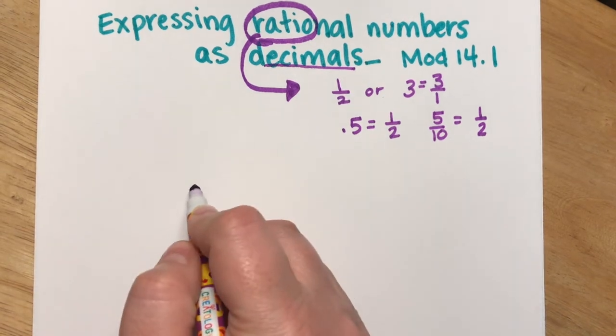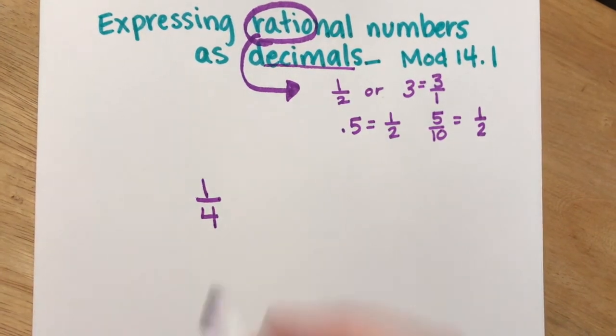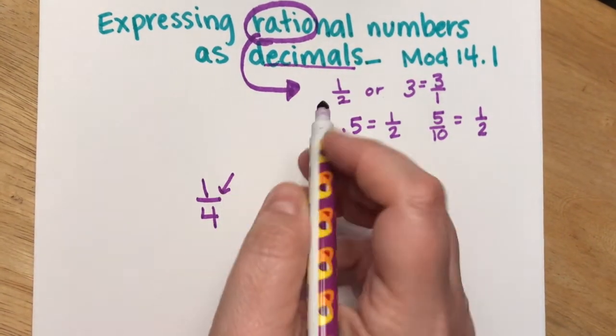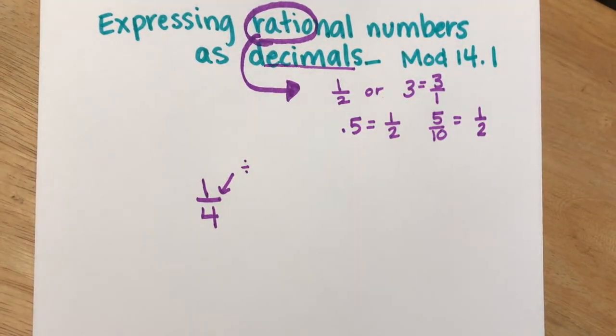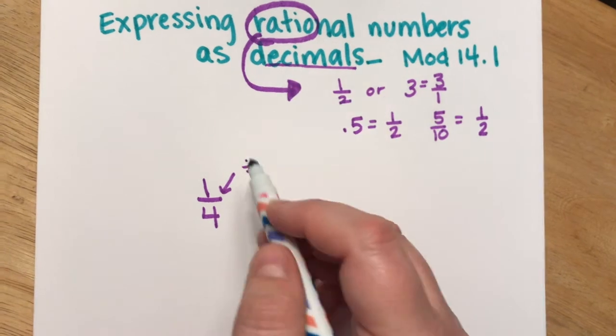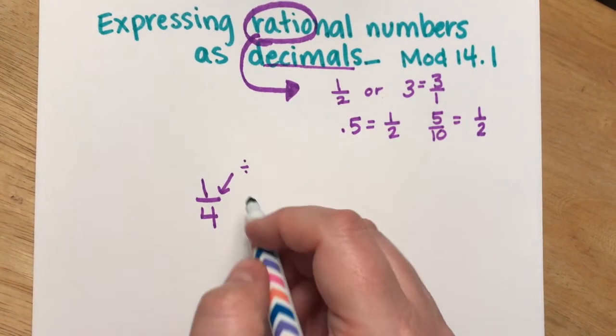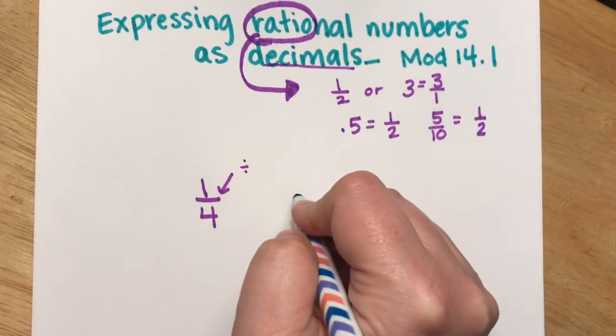So here's the first example. We could have 1/4, okay? And right here, we know that this line here, the vinculum, I think you guys called it, is a division line, and it just means divide. So in order to change this rational number into a decimal, we are literally going to divide the numerator by the denominator.